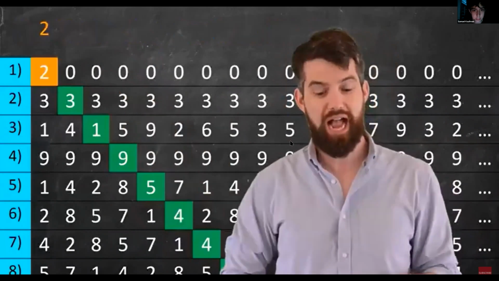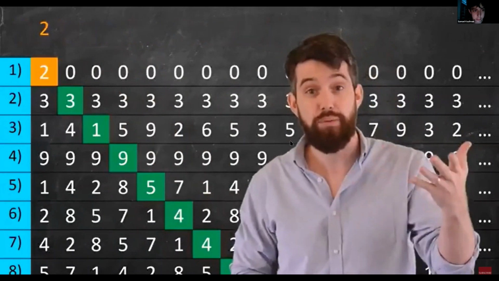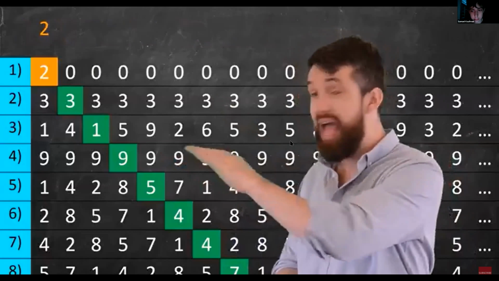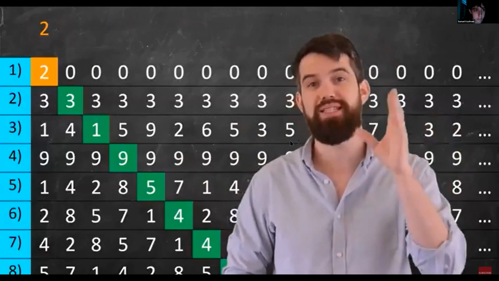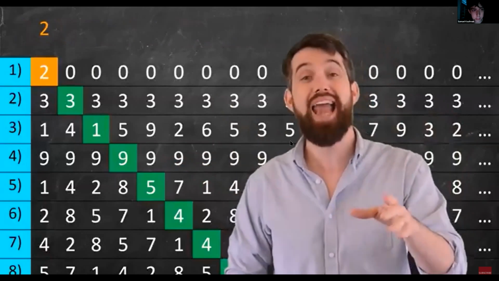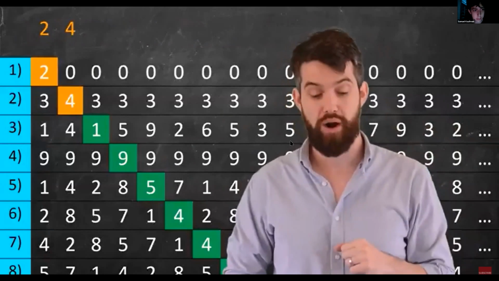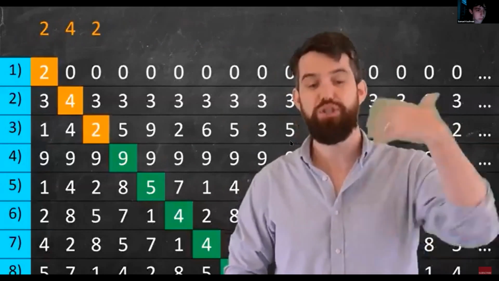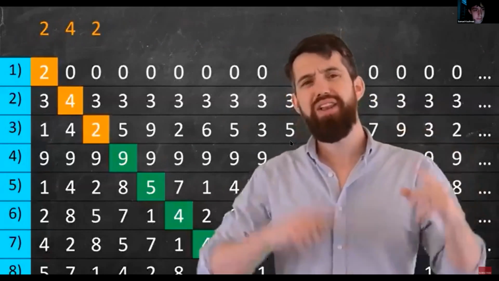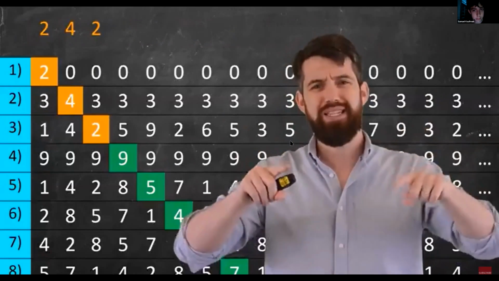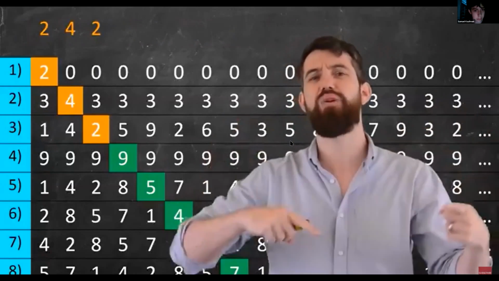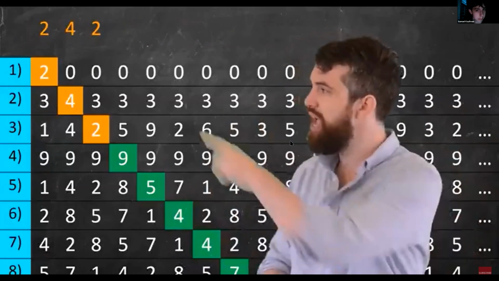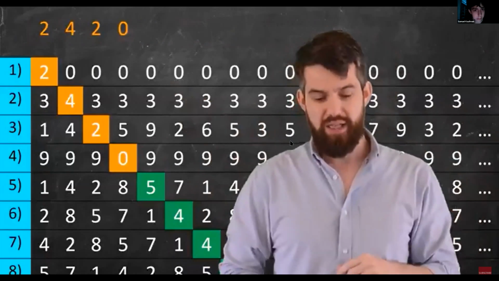So the 1 that we have here, I'm going to change that 1 and make it a 2. Then I look at the 3 in the second row in the second location, and I'm going to add 1 to it and make it a 4. The 1, I'm going to add 1 to it and make it a 2. The 9, I'm going to add 1, but instead of making it a 10, I'm going to cycle around and make it a 0. So the 9 is going to become a 0.